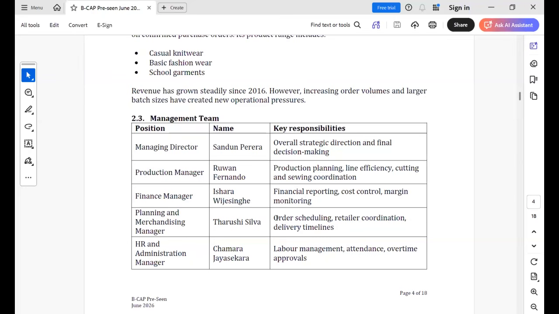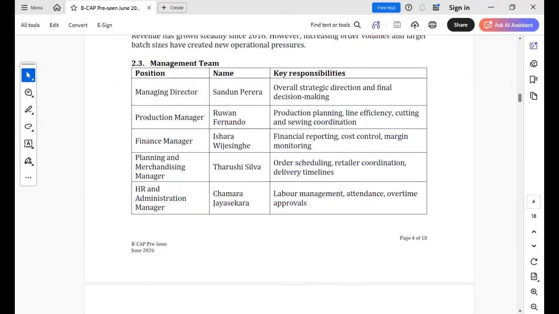Then HR and admin manager: labor management, attendance, overtime, in addition to what he usually does as an HR manager. So this is a simple flat layer structure, right? This is not complicated, but there are some vacant positions in between, right? Those are some weaknesses that I noticed in this case, in the organization structure.